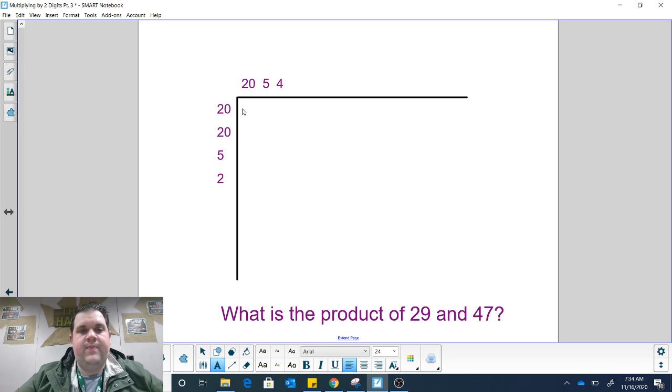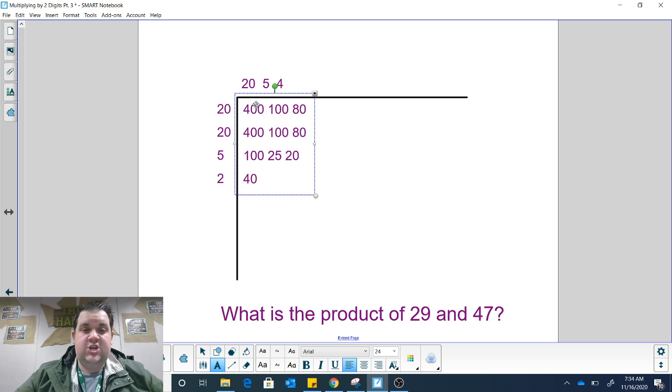Now I can multiply. 20 times 20 I know is 400. 20 times 5 is 100. And 20 times 4 is 80. Again, 400, 100, and 80. 5 times 20 is 100. 5 times 5 is 25. And 5 times 4 is 20. 2 times 20 is 40. 2 times 5 is 10. And 2 times 4 is 8.